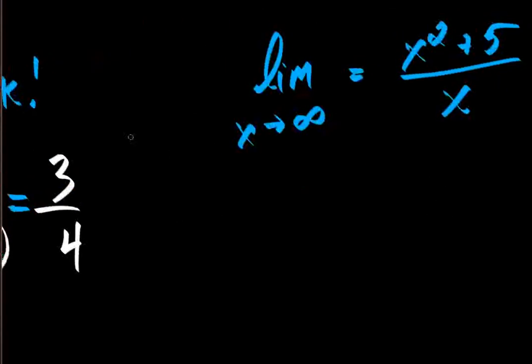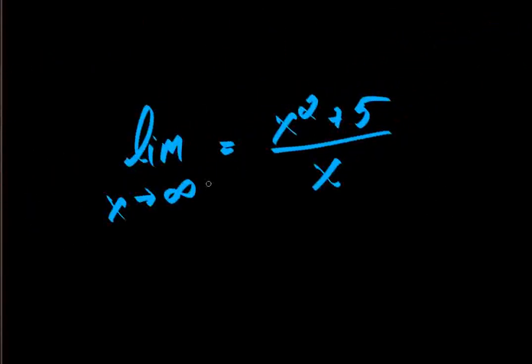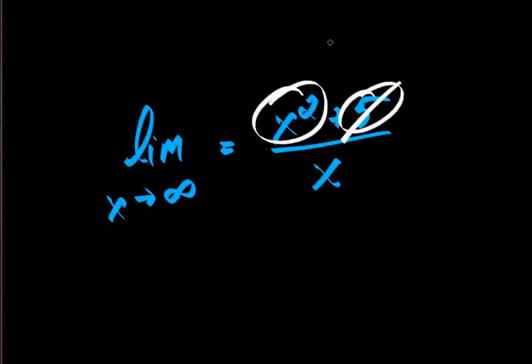Here's another example. Let's say we have the limit as x approaches infinity of this right here. x squared is growing large. 5 is not doing anything, so we can ignore that. And x is not growing nearly as fast as x squared. So this limit actually becomes infinity, because the numerator is growing much faster than the denominator. So this is like infinity over 1, you could say.